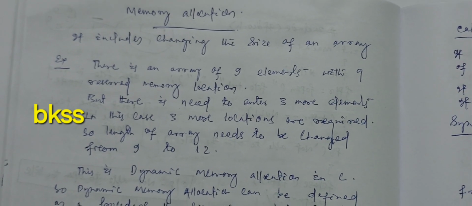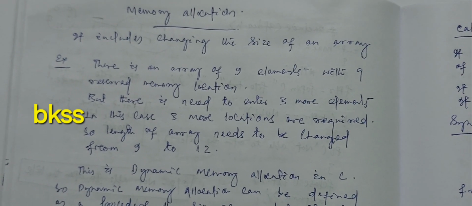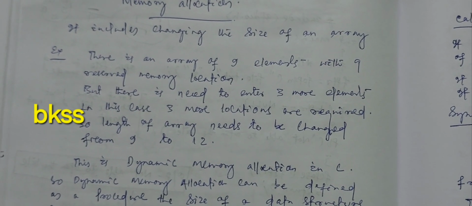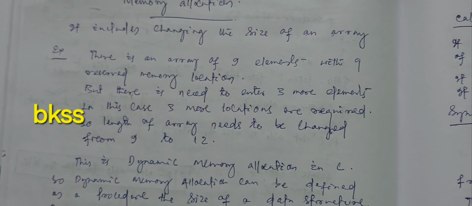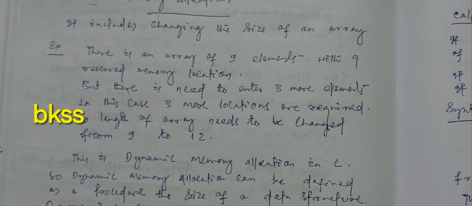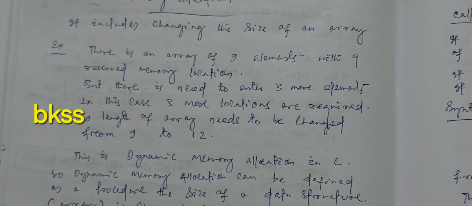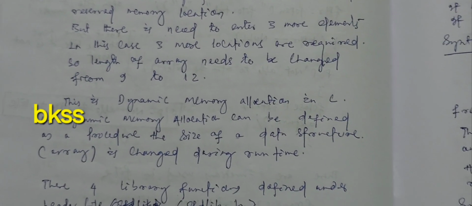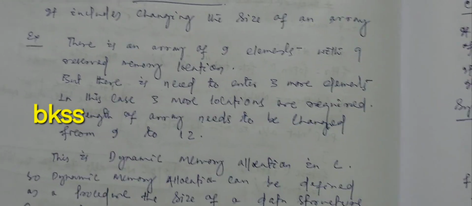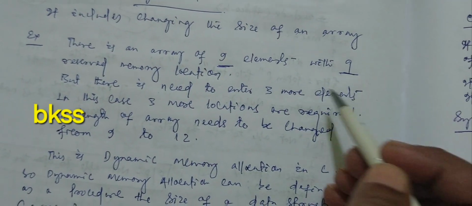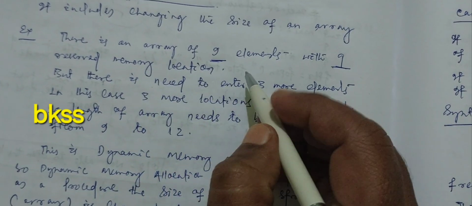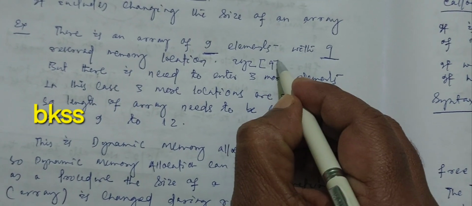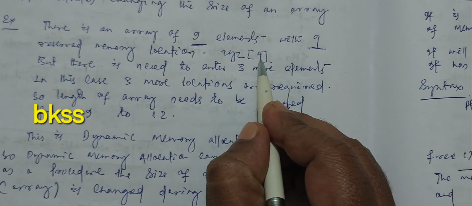It includes changing the size of an array. As I had told already, when an array is declared, some memory locations are reserved. But here we will change the size during execution of the program, during runtime. One example: there is an array of 9 elements with 9 reserved memory locations. Suppose XYZ is the array name and we have given size 9. That is, 9 memory locations are reserved.